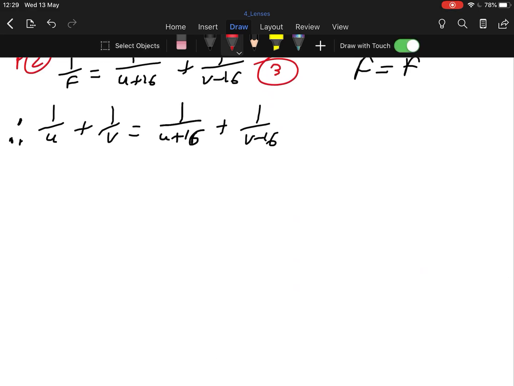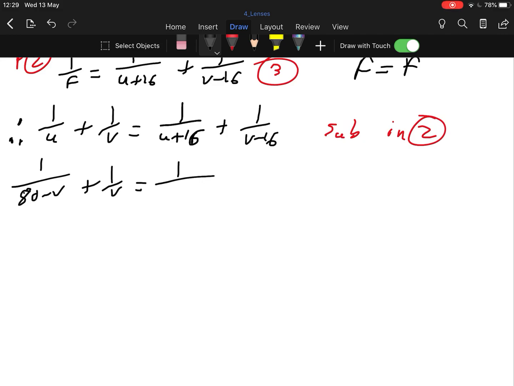Okay? All right, so now we got to get rid of an unknown because we have 2 unknowns. You can only have 1. So I'm going to sub in 2. So what is that going to give me? That's going to give me 1 over 80 minus v plus 1 over v equals 1 over 80 minus v plus 16, which should give me 96 minus v, plus 1 over v minus 16. Okay? Because I put in 80 minus v for u, you see? So 80 plus 16 is 96. That's what's happening there.